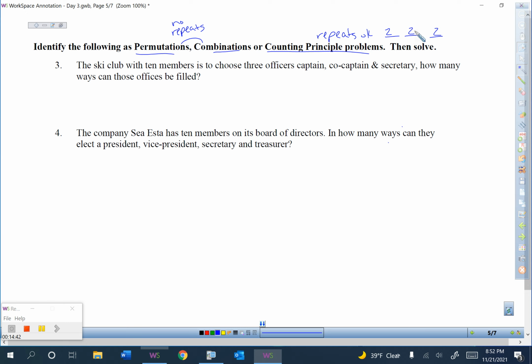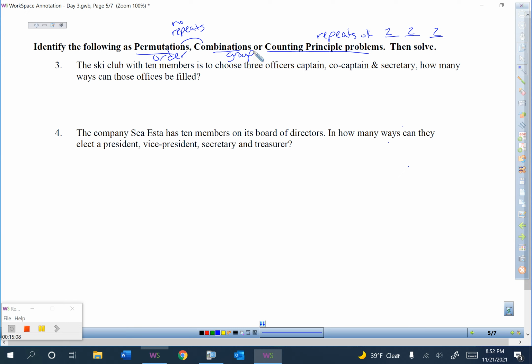So first of all, you're going to decide, can you repeat in this situation or can you not repeat? And because this is talking about choosing different offices, you can't have someone be captain, co-captain, and secretary, so this is a permutation or combination because no repeats. And because they are separate offices with different jobs, it cannot be repeated. This is a permutation. So you can abbreviate, but go ahead and jot down permutation. This is how you'll do it on your homework as well.